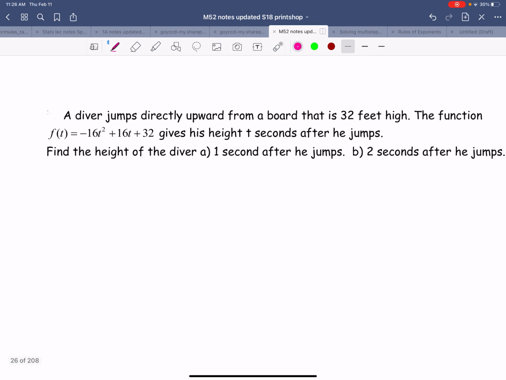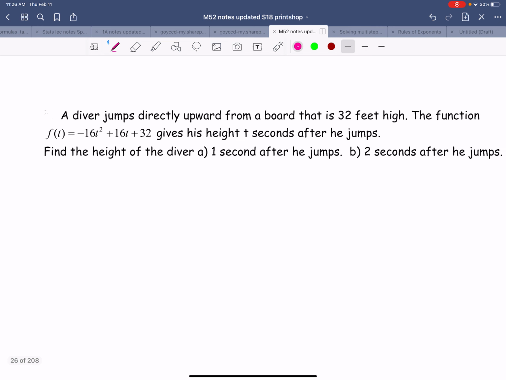A diver jumps directly upwards from a board that is 32 feet high. Luckily the function is given to us. When you get to calculus, you have to come up with your own function as well. So this function gives the height t seconds after he jumps. Find the height of the diver after 1 second and then after 2 seconds. I'm only going to do one part.